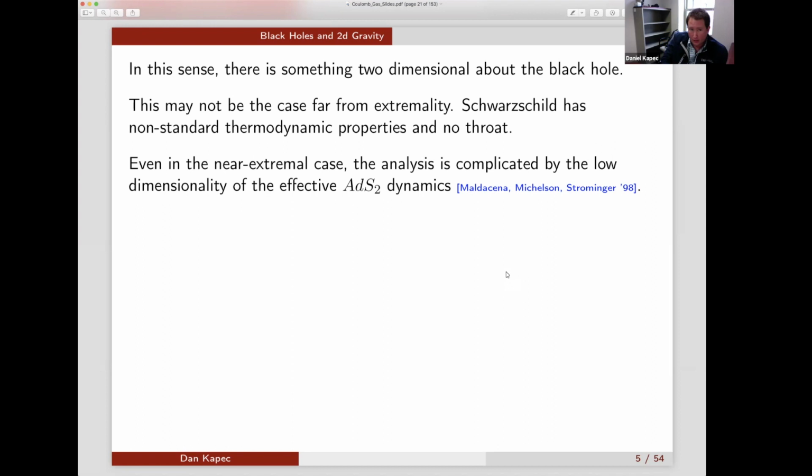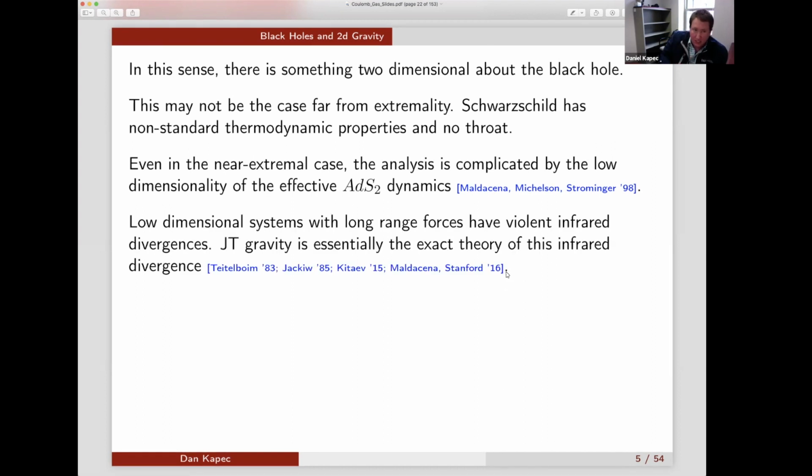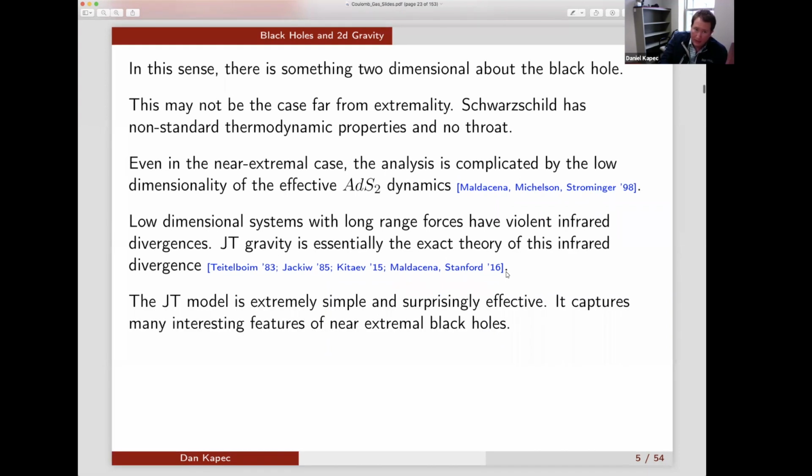So that's a well-known and old problem. It's just because low dimensional systems with long range forces suffer from violent infrared divergences. And this JT model, which is studied a lot lately, is really just the exact theory of that infrared divergence. That's its main purpose in life. But even though it's really designed to do this one specific thing, it turns out to be surprisingly effective, and it captures lots of the interesting features of near extremal black holes.